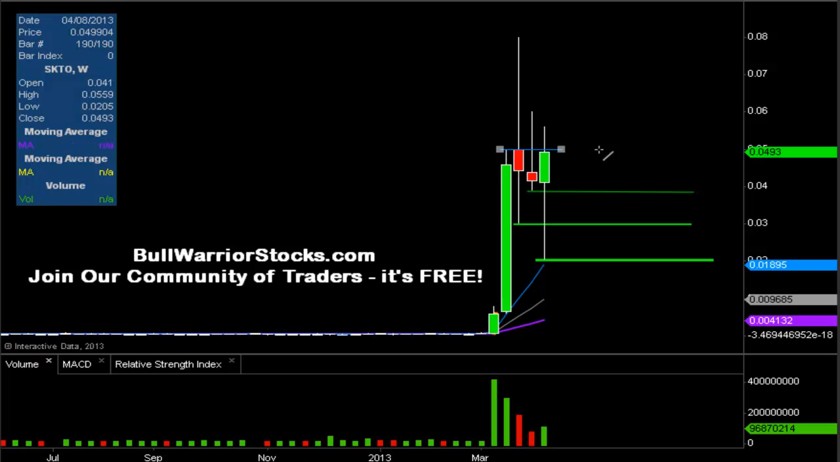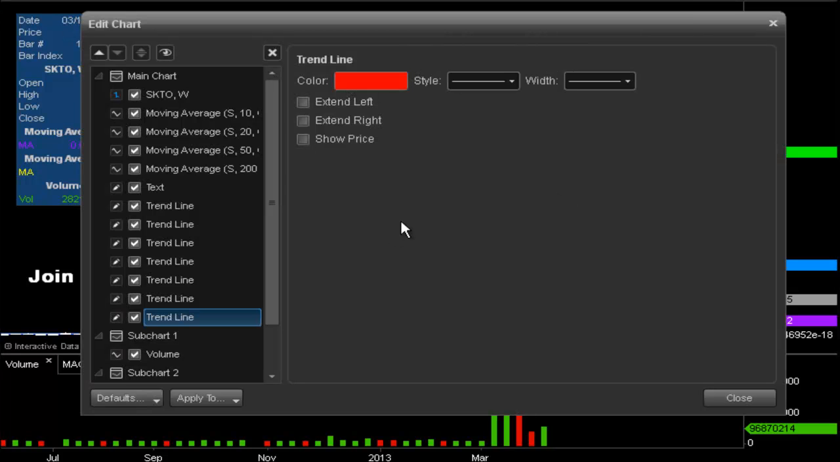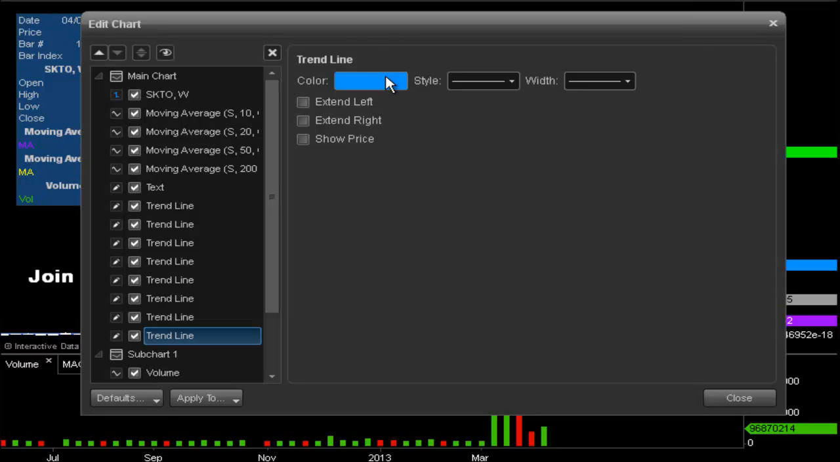Resistance-wise, first level is going to be right here at 0.05. That comes from just simply being a couple of previous highs in other weeks. After that, we have a zone between the high of this week, which was 0.056, and the previous week, which was 0.06. So you could call that a resistance zone if you want. We'll just map out 0.06 right here as an overall key level of resistance.